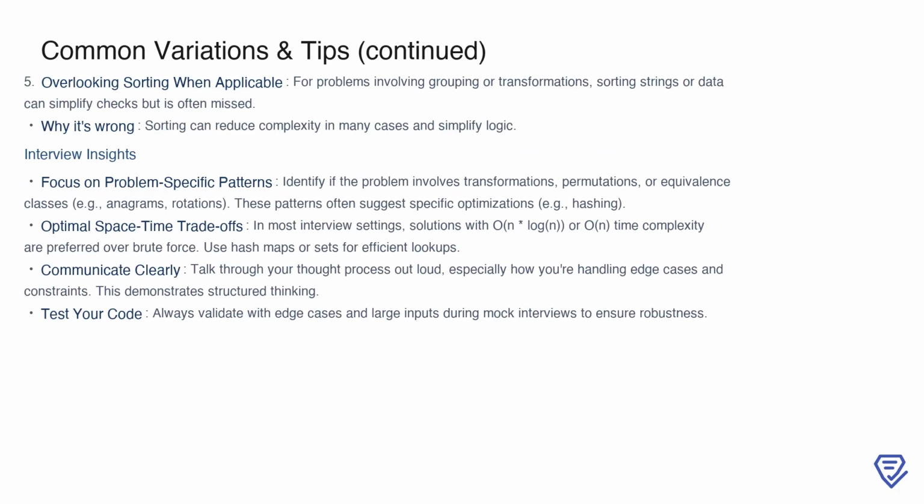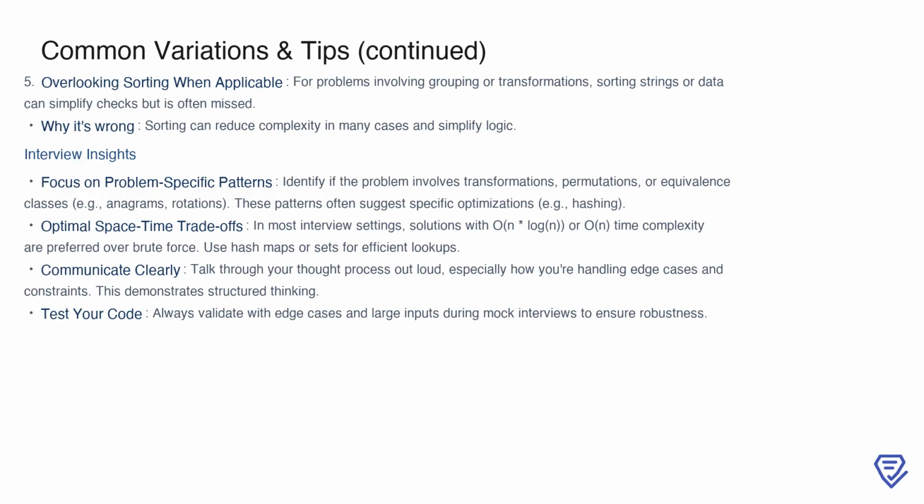Now, another overlooked strategy is leveraging sorting where applicable. Sorting strings or data can simplify your logic significantly, especially for grouping or transformation problems, yet it's often missed. For instance, sorting might reduce the complexity of certain checks and make your implementation cleaner. In interviews, it's also important to focus on problem-specific patterns. Identify if the problem involves transformations, permutations, or equivalence classes, such as anagrams or rotations. Recognizing these patterns can lead you to specific optimizations, like using hashing.